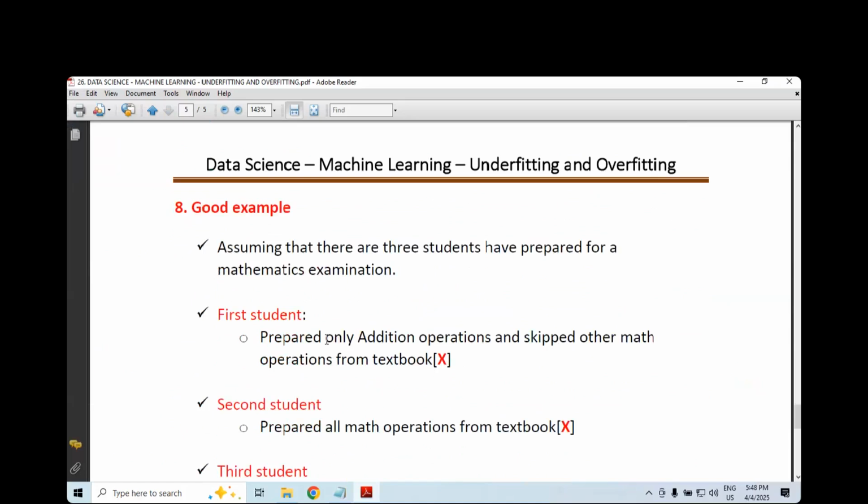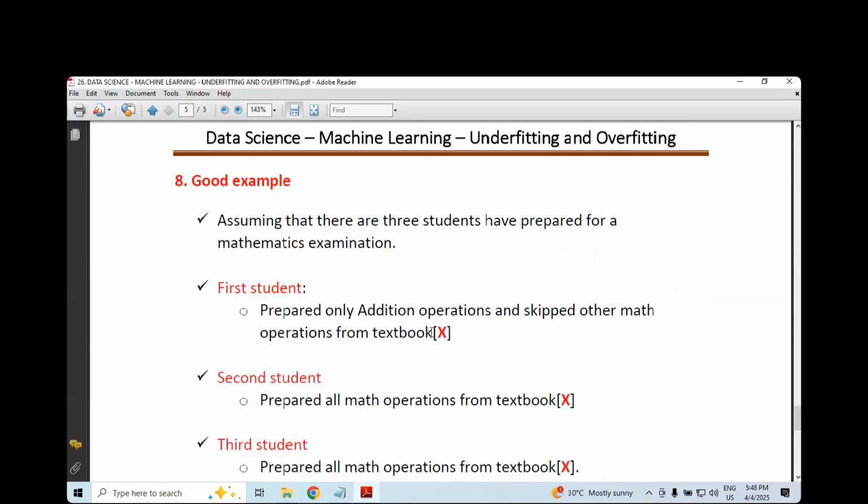Let me take a few examples. Assume there are 3 students who have prepared for a mathematics exam. This is just a fun example. Think of the first student: he prepared only the addition operation and skipped all other operations. Math has 4 operations: addition, subtraction, multiplication, division. But he likes only addition, and that too from one particular textbook by author X.